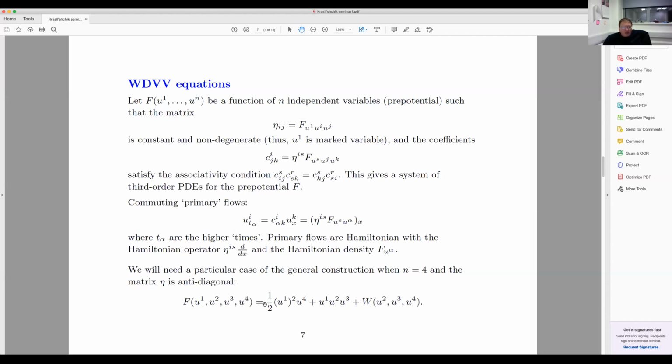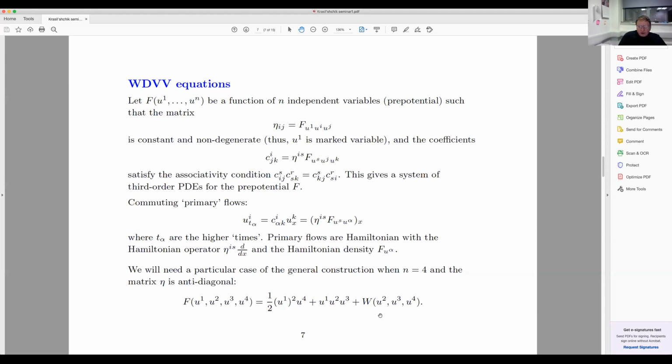And from here, you will see that all these components, eta ij, are constants. So this will be a constant matrix, and associativity conditions impose a system of differential equations for this W, which I will show you on the next slide. Associativity equations are PDEs for this function W. I will say a few words about what will happen next.